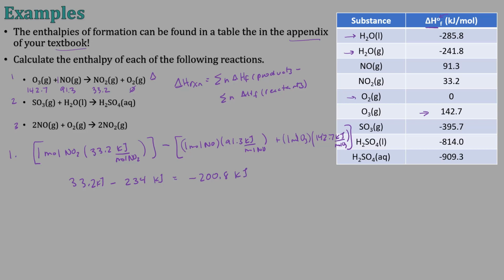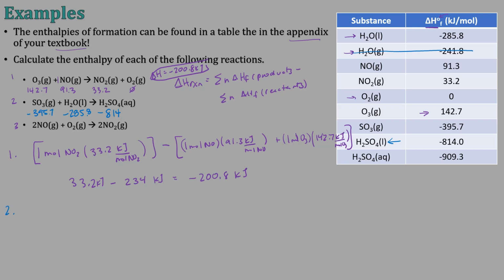So the delta H for this reaction would be equal to negative 200.8 kilojoules. All right, so number 2, and I'm going to just write them underneath the reaction. So sulfuric acid liquid is negative 814. H2O liquid, not gas, so I don't want to use this one. I want to use the one above it, which is negative 285.8. And then sulfur trioxide is negative 395.7.